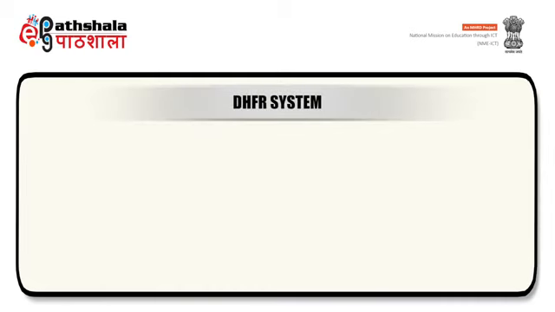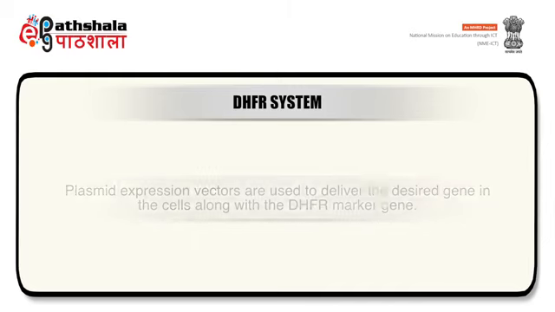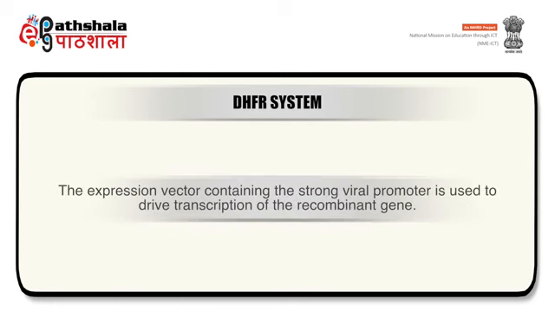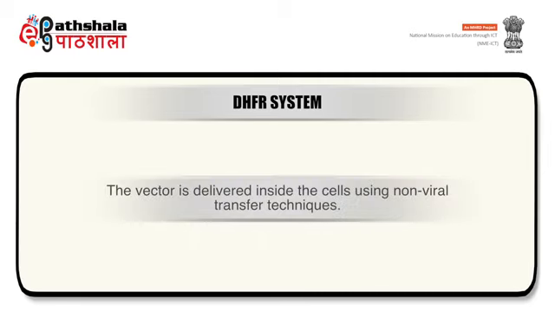The first system is the DHFR system. To use the DHFR system routinely with CHO cells, cells deficient in DHFR activity are used. Plasmid expression vectors are used to deliver the desired gene into the cells along with the DHFR marker gene. The expression vector containing a strong viral promoter is used to drive transcription of the recombinant gene. The vector is delivered inside the cells using non-viral transfer techniques.